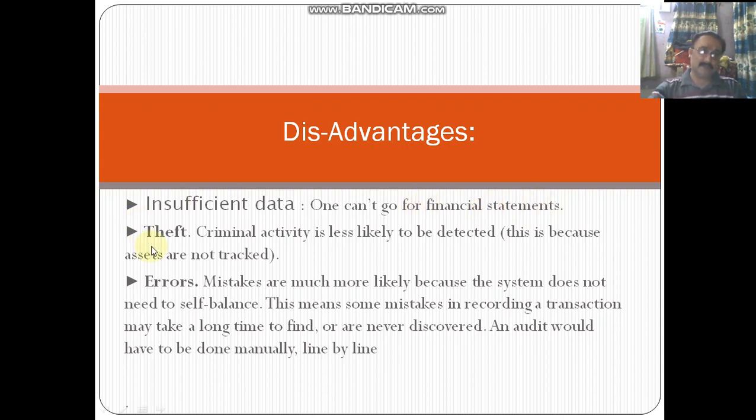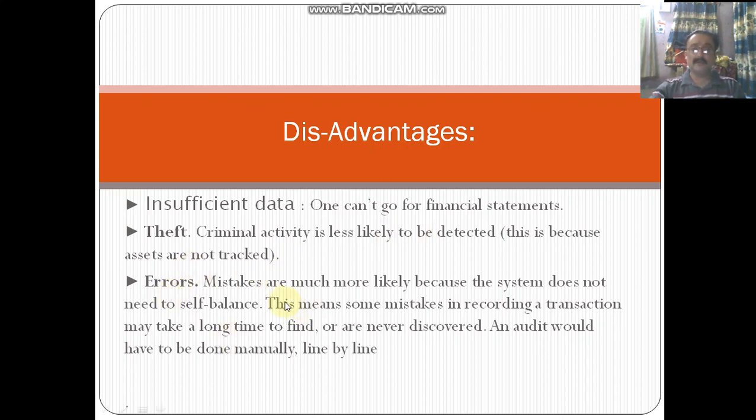And theft. This is also another kind of disadvantage: while keeping records in the single entry accounting system, there are many chances of theft and criminal activities. Criminal activities are less likely to be detected, because assets are not tracked. We do not have any double impact of each transaction, so we cannot tally our records or our assets. This is the big disadvantage of the single entry accounting system, as well as errors.